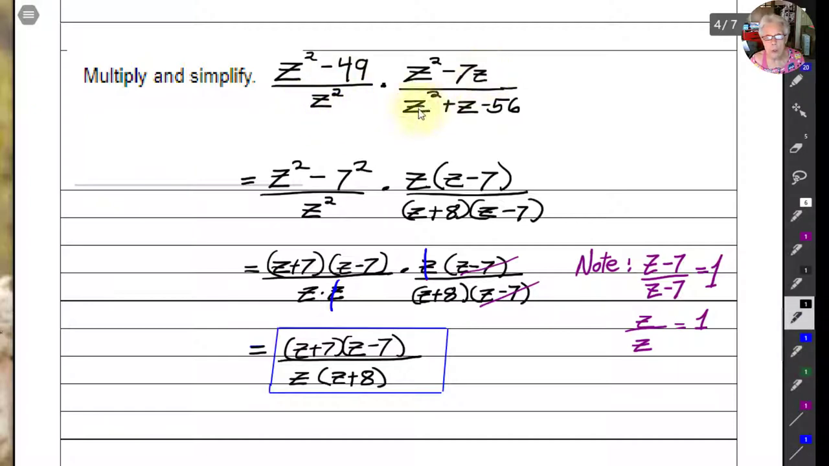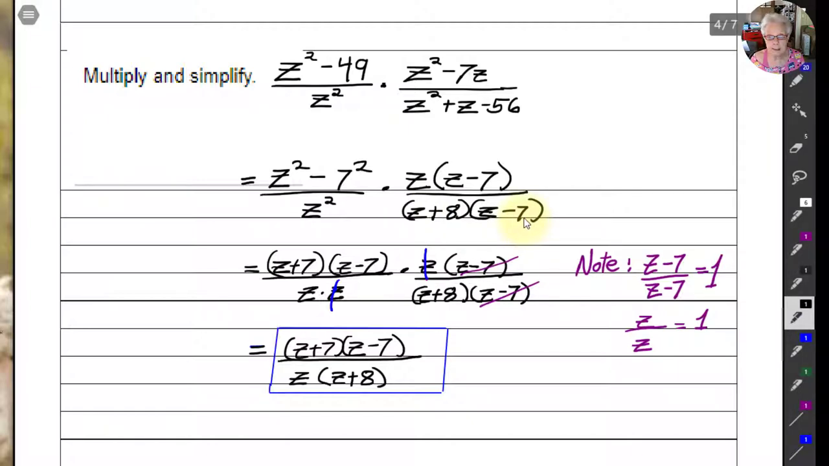Instead, we are going to factor every numerator and every denominator. 49, after all, equals 7 squared. So we're going to factor z squared minus 7 squared as z plus 7, z minus 7. And z squared minus 7z, I factor a z out of both terms. That'll be z parentheses z minus 7, parentheses closed. Over here, z squared equals z times z. And over here, z squared plus z minus 56 equals z plus 8 times z minus 7.